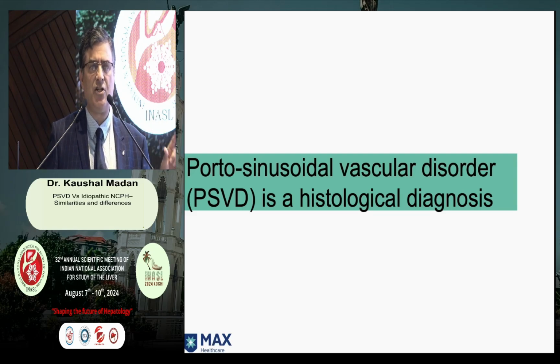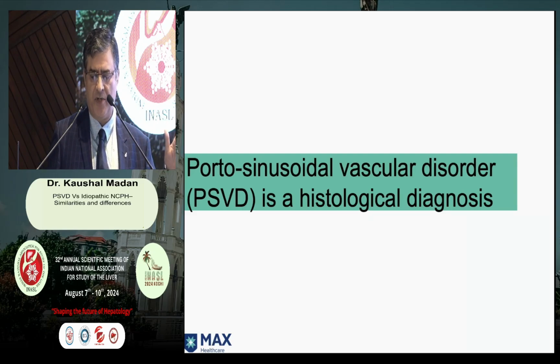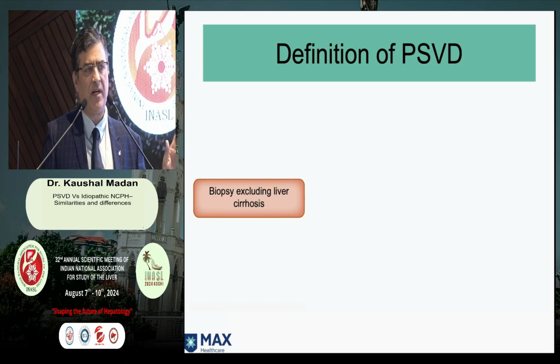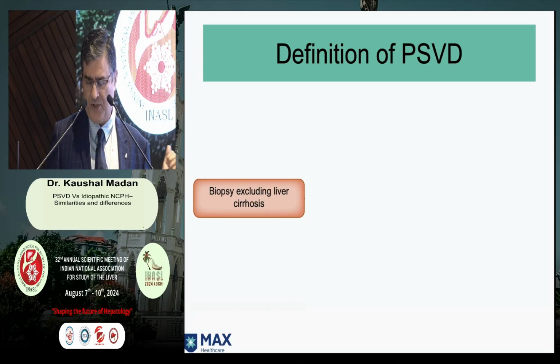So it is essentially a histological diagnosis that must be understood. So the first step in making a diagnosis is to exclude the presence of cirrhosis by doing a biopsy.